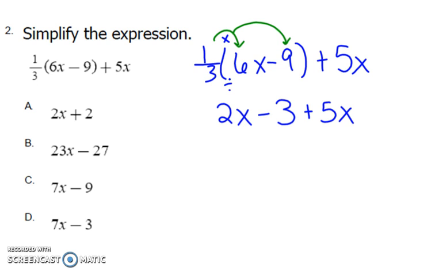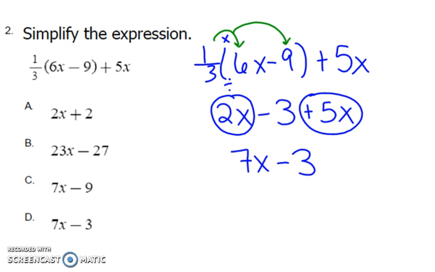From here, if we want to combine like terms, I have a 2x and I have a positive 5x. Well, 2x plus 5x is 7x, and I'm just bringing down my constant of negative 3. So in this case, our final answer is 7x minus 3. Make sure we're not combining that negative 3 with anything, because there are no other constants in our problem.